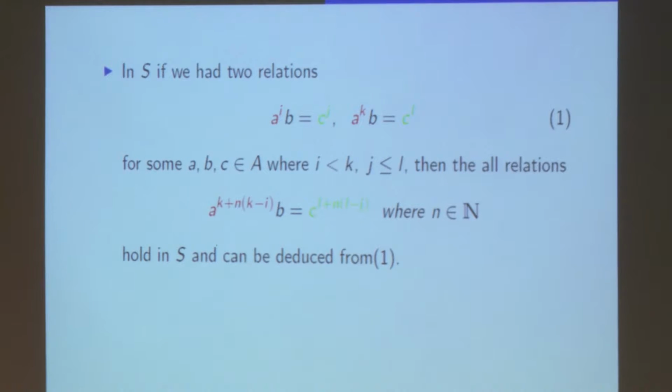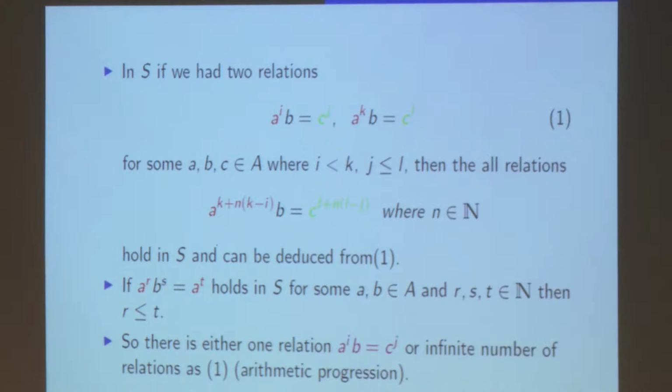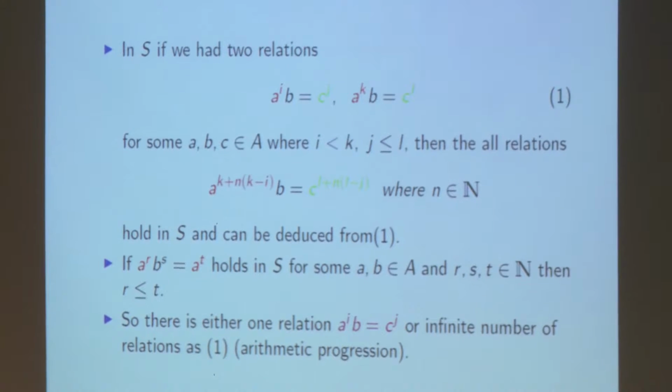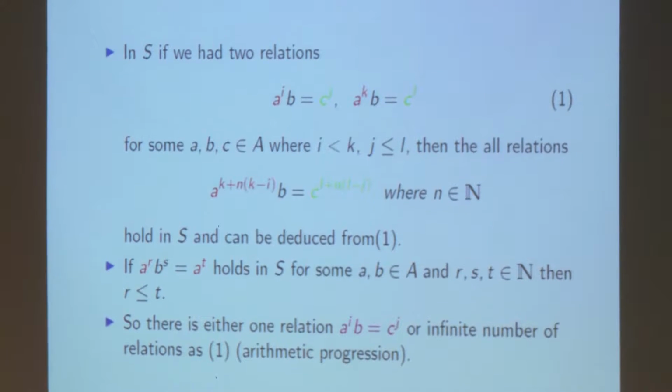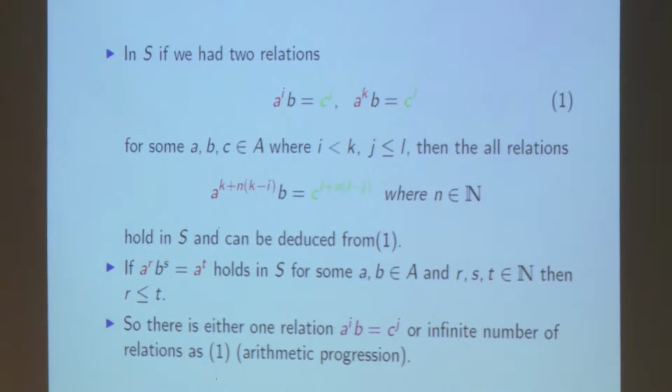The other property that we have is if we have these relations, and here is A and here is A, then we prove that R is less than or equal to T. So by these two lemmas, we prove that if we have a relation like this, it appears just once or an infinite number of times. So that means that arithmetic progressions start to appear here.